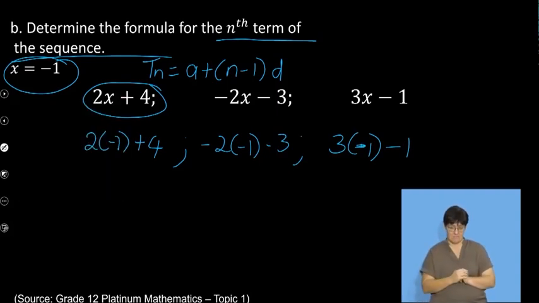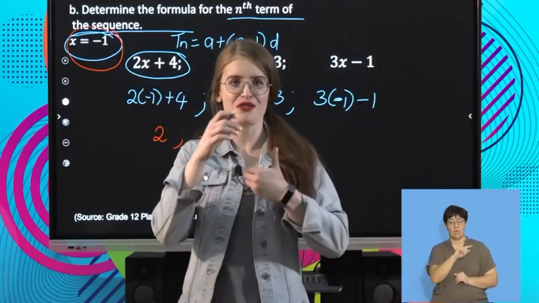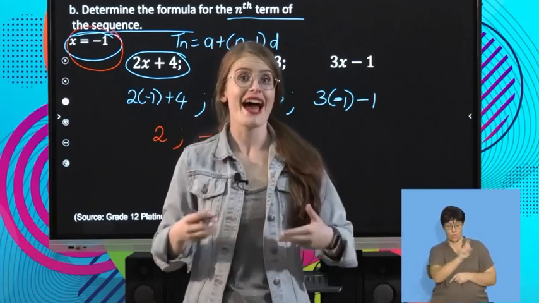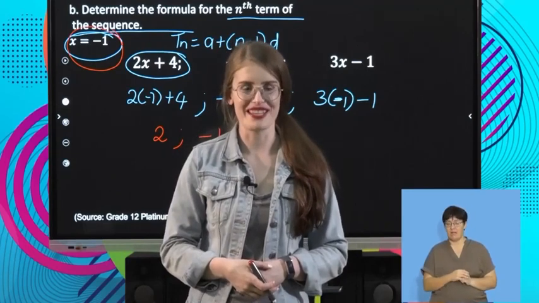So 2 times -1 plus 4 will give me 2. -2 times -1 will give me +2. Minus 3 will give me -1. Then 3 times -1 minus 1 will give me -4. So I've now substituted in my value for x to find the actual values of term 1, term 2, and term 3. Because I now have the actual values, I'm going to be able to find a and d and determine the nth term for this sequence.